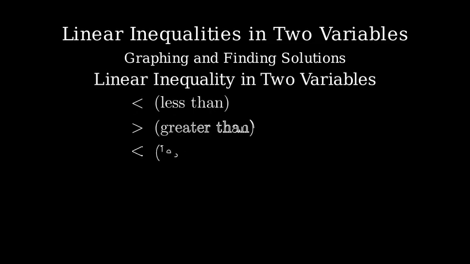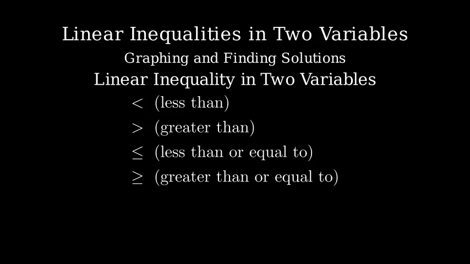A linear inequality in two variables is similar to a linear equation, but instead of an equals sign, we use inequality symbols like less than, greater than, less than or equal to, or greater than or equal to. For example, we might have y is less than 2x plus 3, or y is greater than or equal to 3x plus 4.